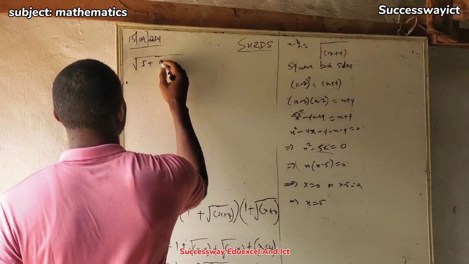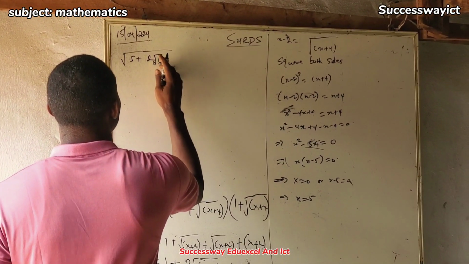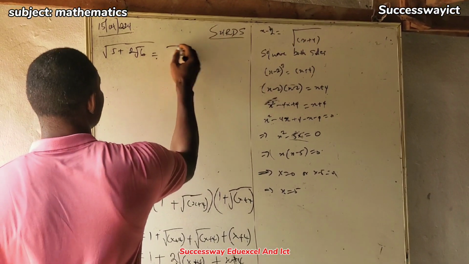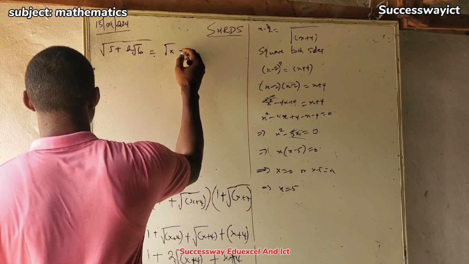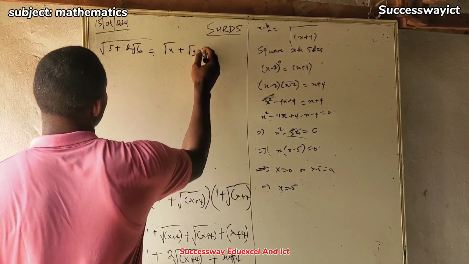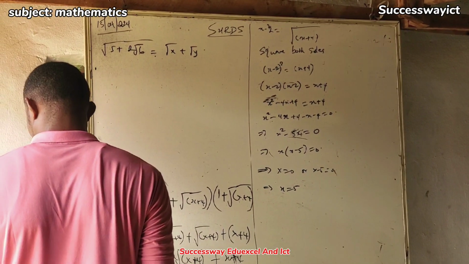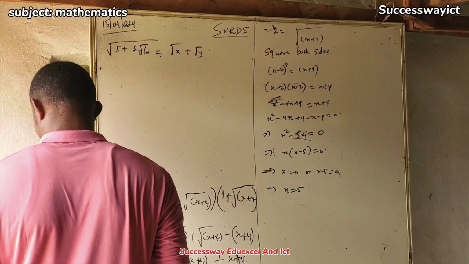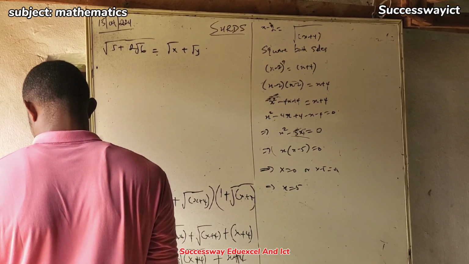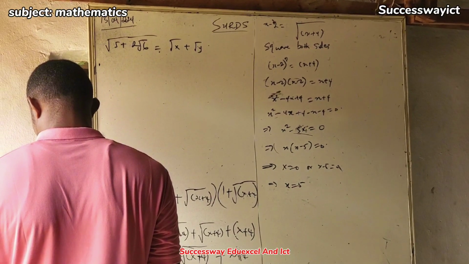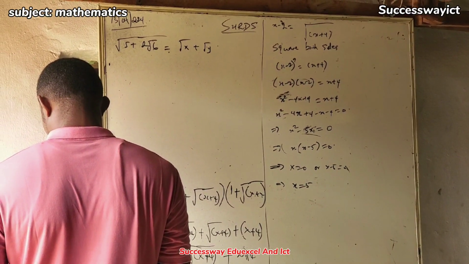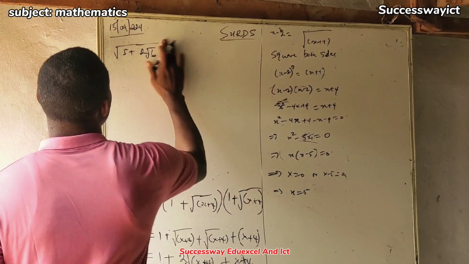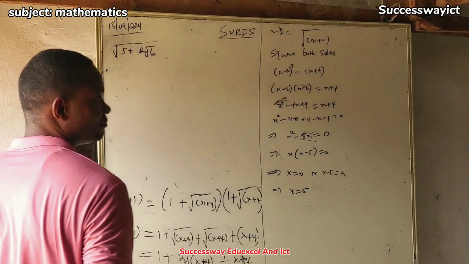Plus 2 root 6 is equal to root x plus root y. That said, we should simplify. I said we should simplify this.